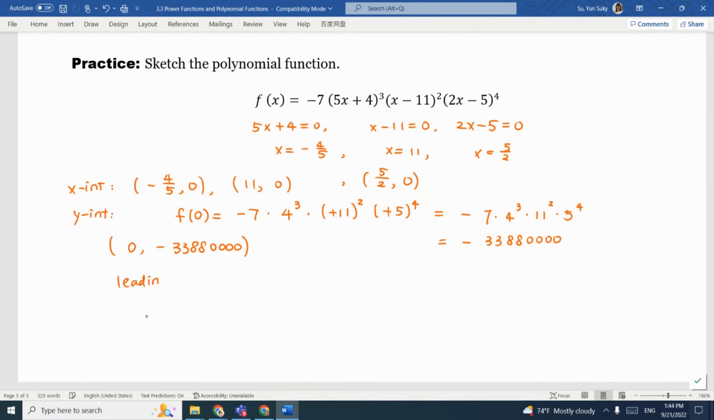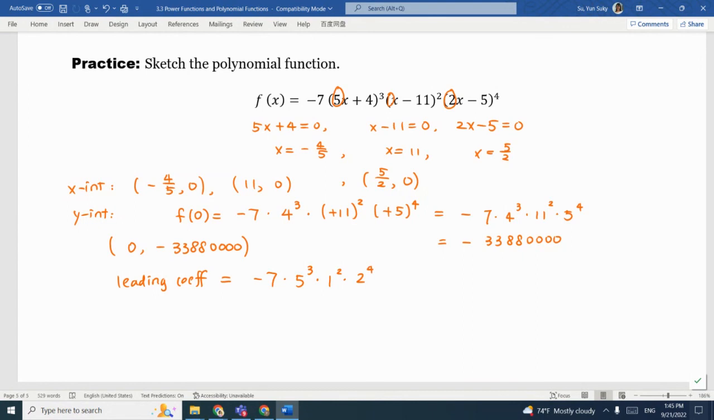And then leading coefficients. By the way, my leading coefficient for the solution posted on the website is wrong. What I did, I just looked at the -7. That's not enough because for each factor, you need to look at the leading coefficient of each factor, right? So that's why we have 5 cubed, and then 1 squared, and then 2 to the 4.